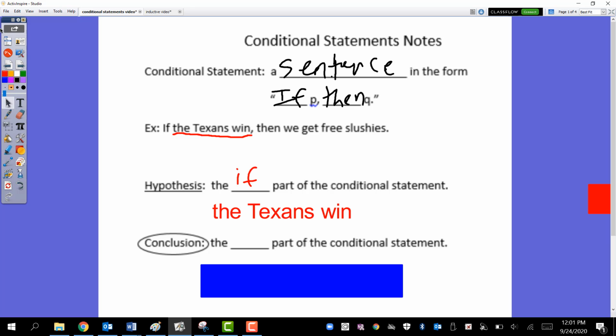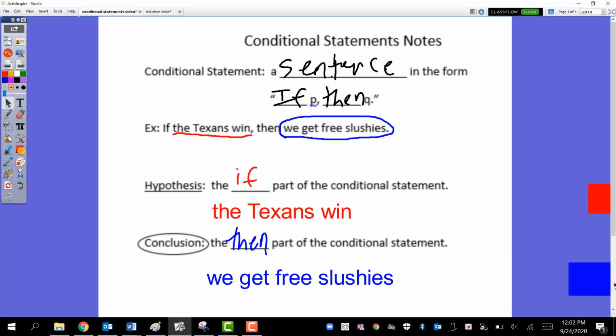Okay. The other part of the sentence is called the conclusion. So that's going to be the then part of the conditional statement. So it's the part of the sentence, everything after the word then. And conclusion is circled because I'm going to circle it in my sentences. So here's the word then, after the word then, all the way to the end, and we're circling it. That's a pretty good circle. We get free slushies, and that's what I have typed down here. So our conclusion is we get free slushies.